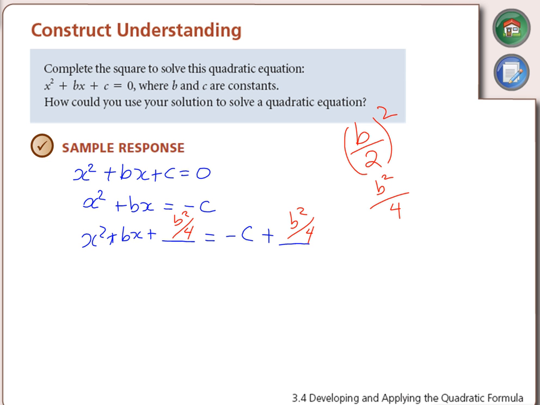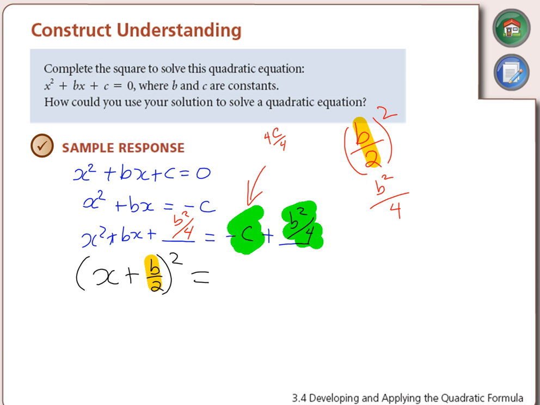I just made that left side. I know what it's going to factor into. X plus, same sign, the number right before you squared it, b over 2 squared equals. I need a common denominator to bring these two together. So I've got to take a common denominator of 4. That gives me c over 4.